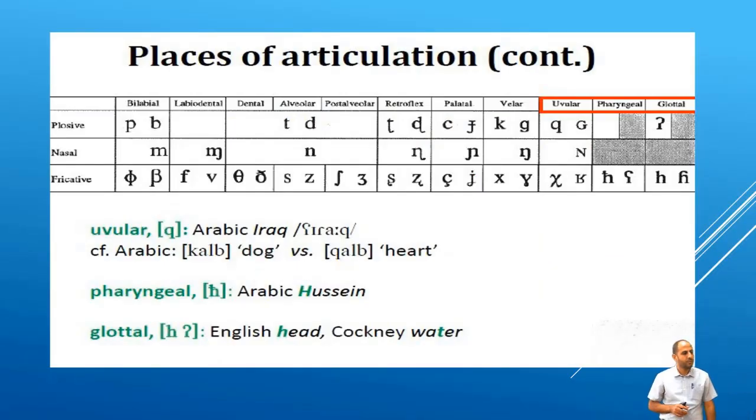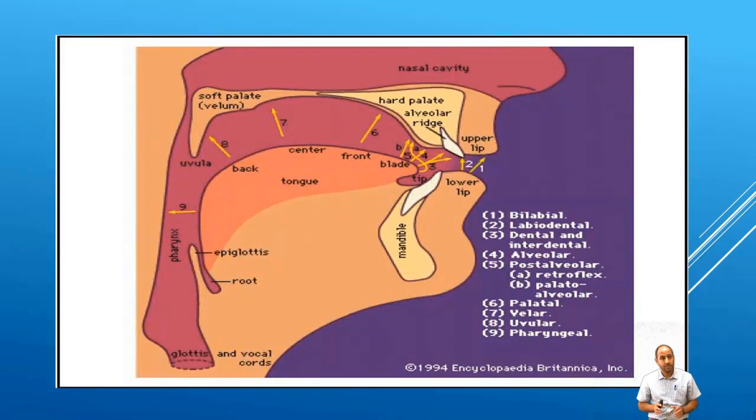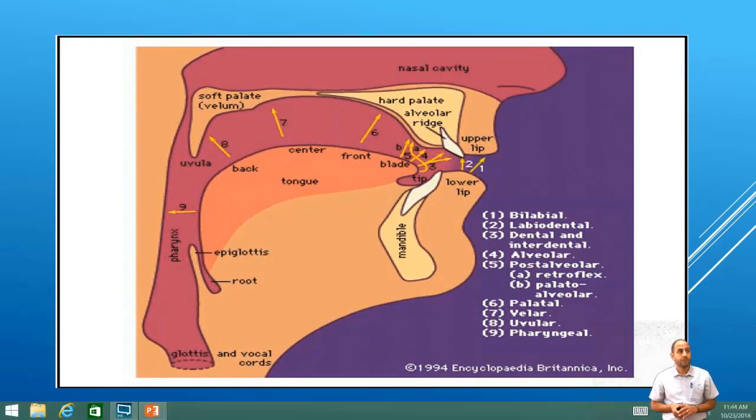For example, for uvulars, we have the Arabic qa, as in Iraq and qalb. For pharyngeals, we have the ha, which is one of those hard consonants for speakers of languages other than Arabic. But for Arabic speakers, it's easily produced as ha. Glottals are sounds like ha, which are produced with the involvement of the glottis as the main organ of speech.